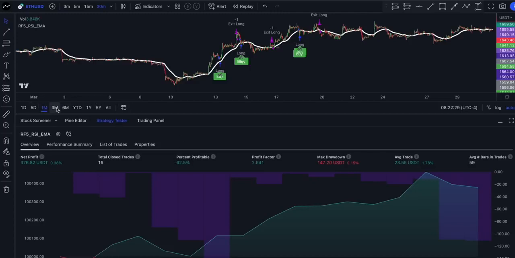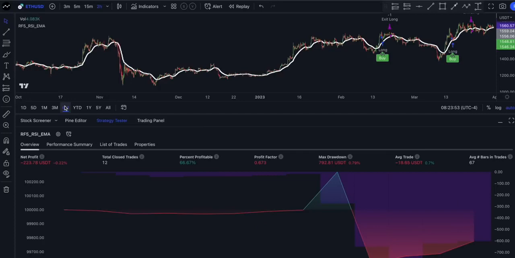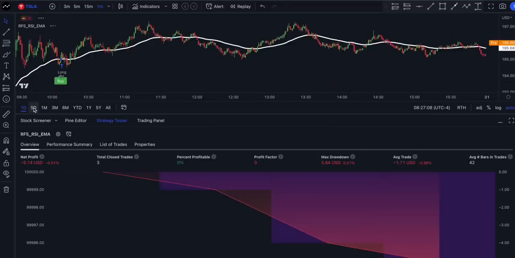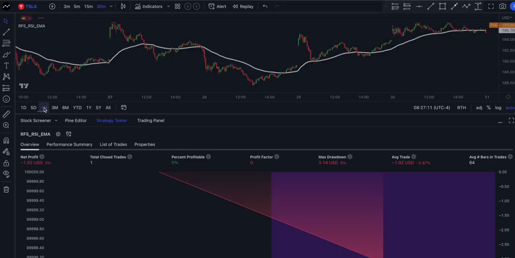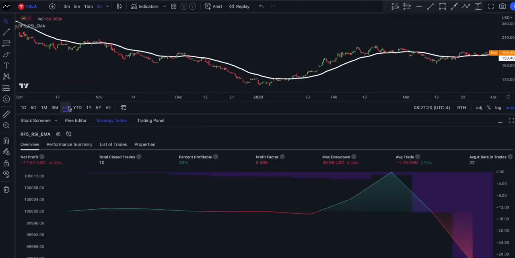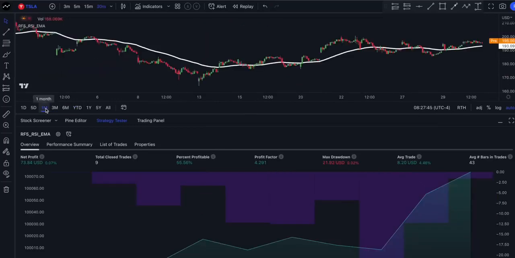Okay, let's move on to the next time frame. So clearly not the best performance on the 1-hour chart. On the 2-hour chart, the performance is also below average. Alright, now let's try the strategy on Tesla. As you can see, the performance is not ideal.